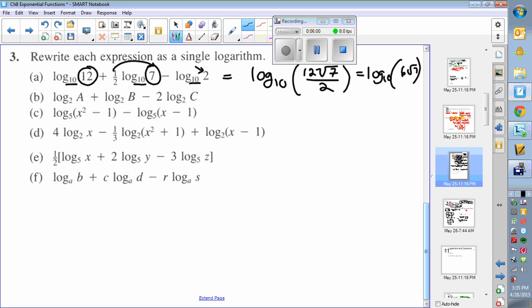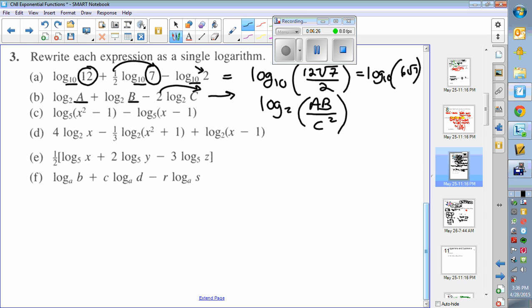Okay, so even if it's A's and B's, we want to combine them. They're all log to base 2, so you're going to start with a log base 2 of, you have A plus B, so that means it's A times B, and then you're subtracting, the 2 is going to go onto the C and become C squared, and the subtract means divide by C squared.